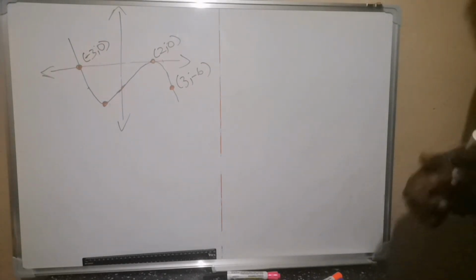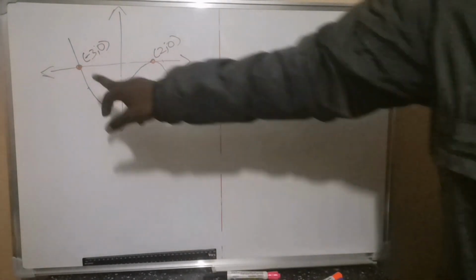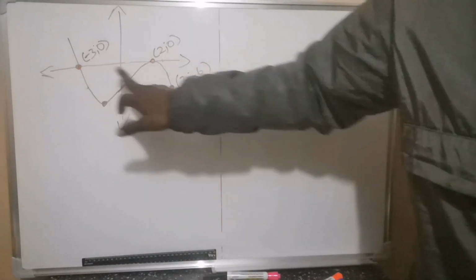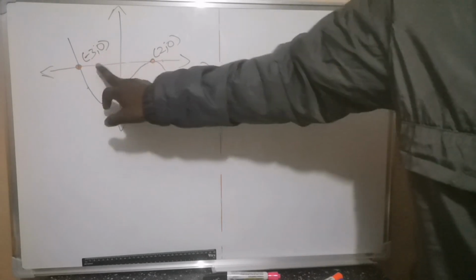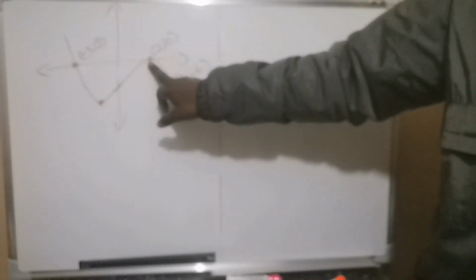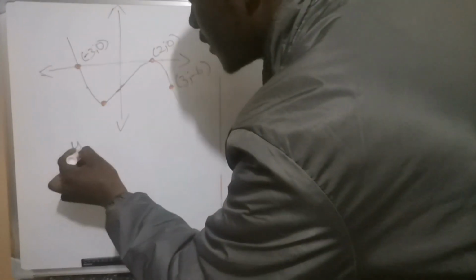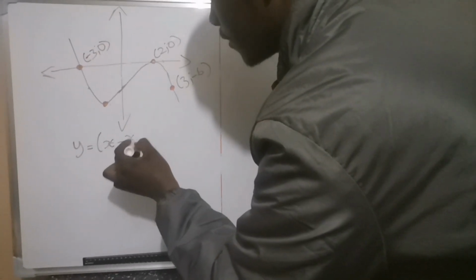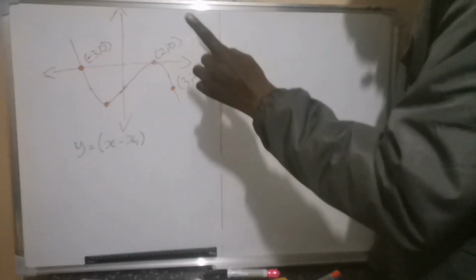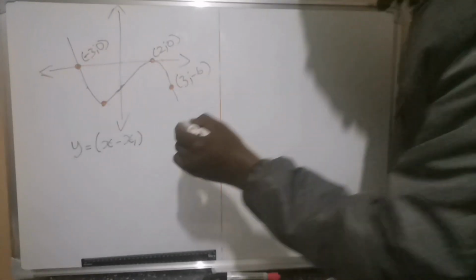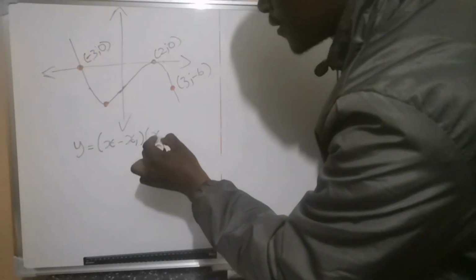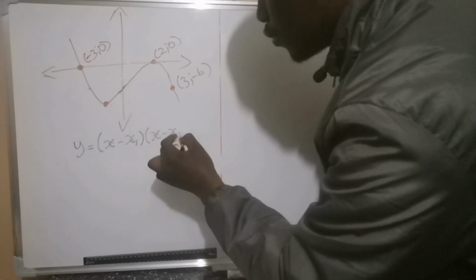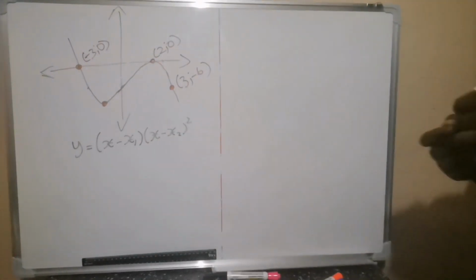Now, remember, if you are given 2 x-intercepts, and this is where our graph touches, remember the concept of squared. So you're going to write it like this. You're going to have y equal to x minus x1, and since now we have two coordinates of our x-intercepts, you're going to have x minus x2 squared. Then you're done.